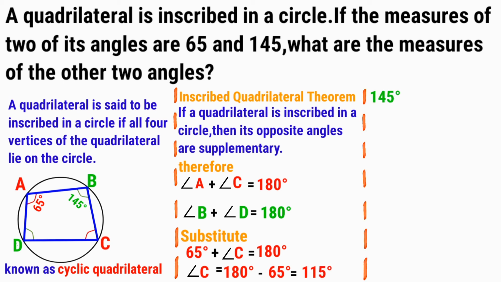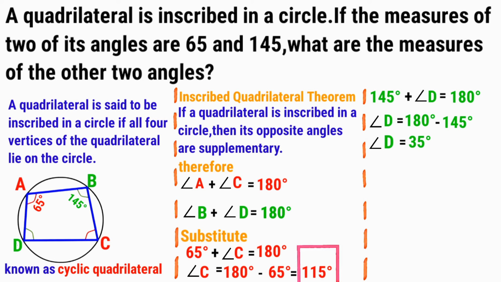145 degrees plus angle D is equal to 180 degrees. Transpose 145 degrees to the right side. Angle D is equal to 180 degrees minus 145 degrees. Angle D is equal to 35 degrees. The measures of the other two angles are 115 degrees and 35 degrees.